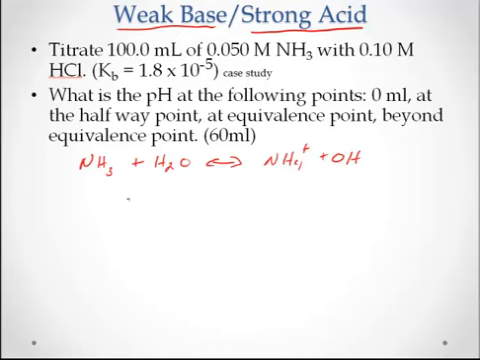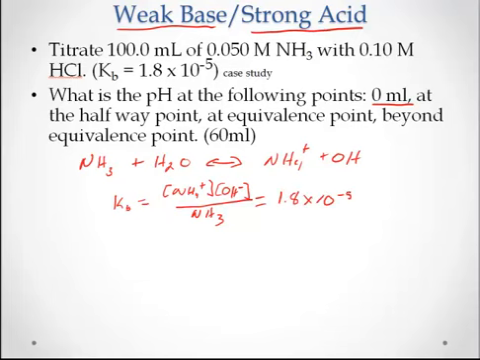So at 0 mL, all we've got is this equilibrium. This is a good old Kb problem that we've done many times. We've got NH4 plus on top times the OH minus over NH3. You guys have done enough of these that you're probably sick of seeing this. And Kb equals 1.8 times 10 to the minus 5.